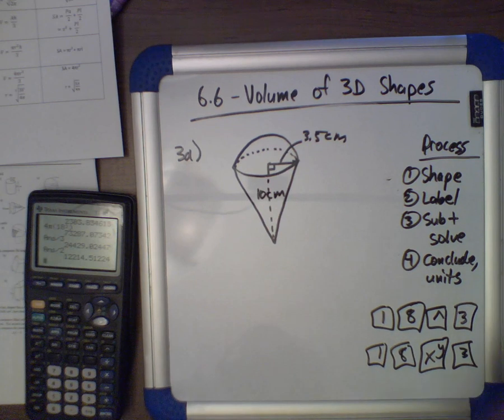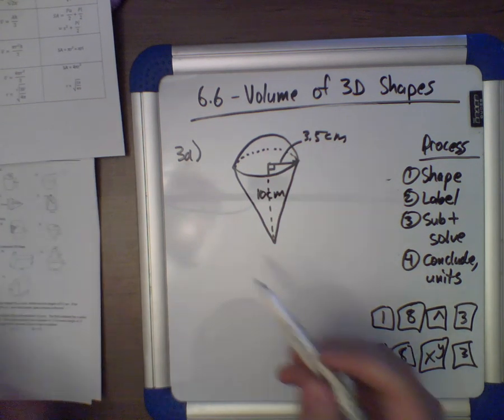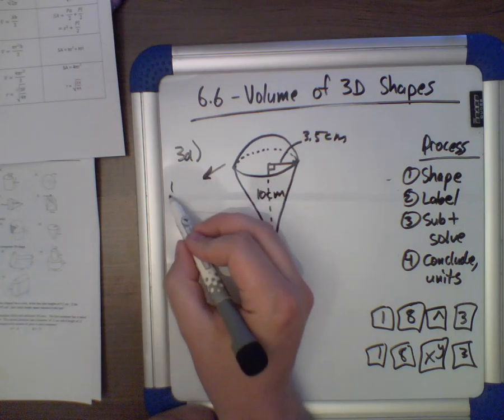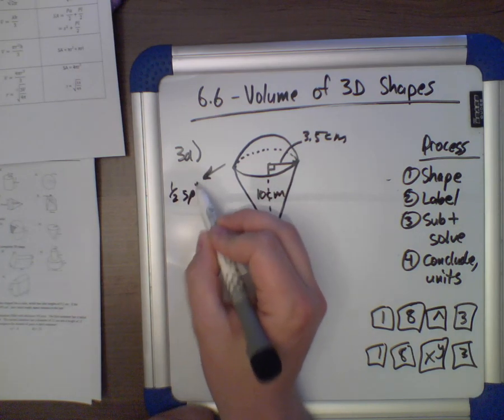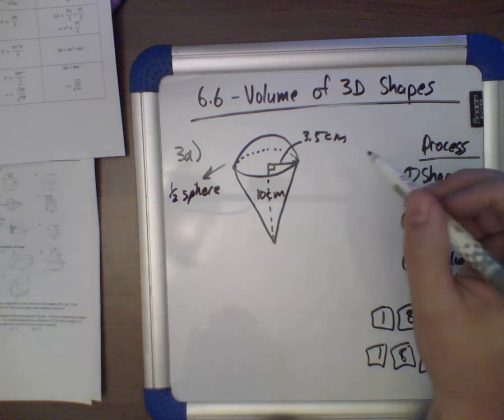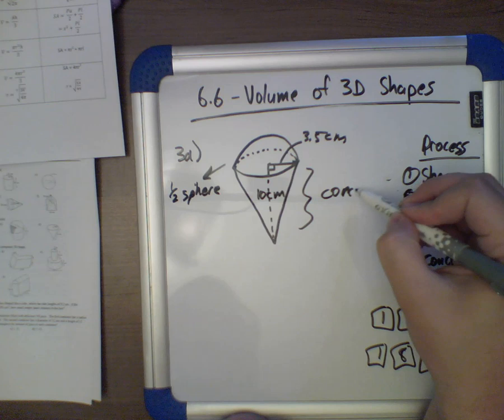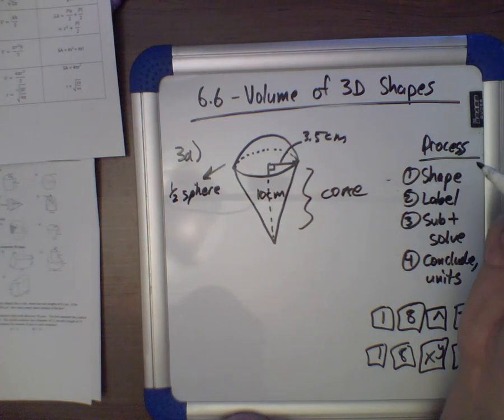Let's jump back to 3D. What are the shapes we're going to deal with here? The top half is going to be a half sphere, just like in the previous question, and hopefully I remember to actually find the half this time. And my bottom part here is going to be a cone. So let's work with those shapes.